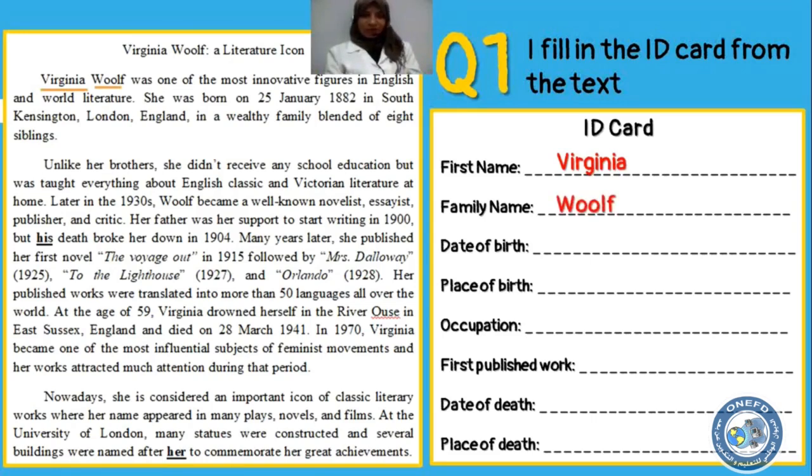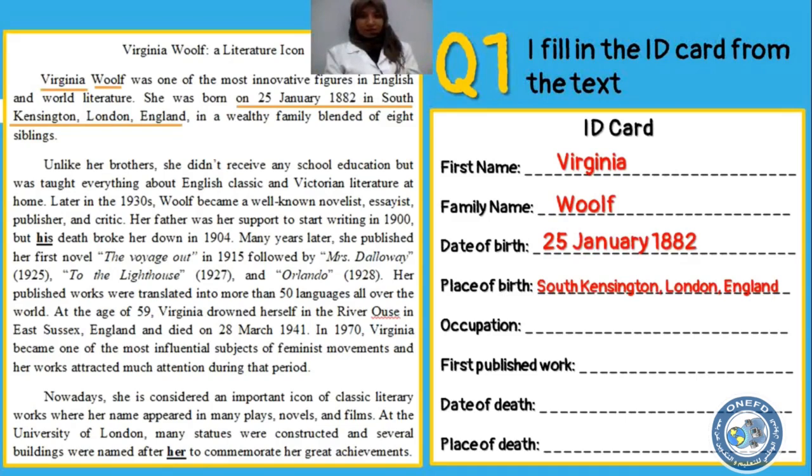For date of birth, to find a date of birth in the text, you find the verb was born. So was born means the date of birth. If you find it, it means you found the date of birth. So here we have on 25th of January 1882. Now place of birth, the location is in South Kensington, London, England.